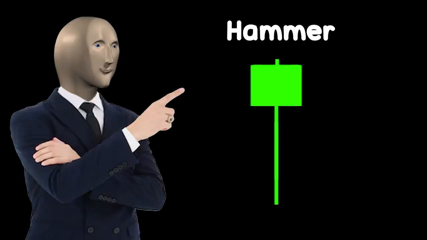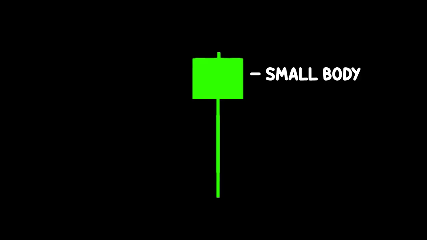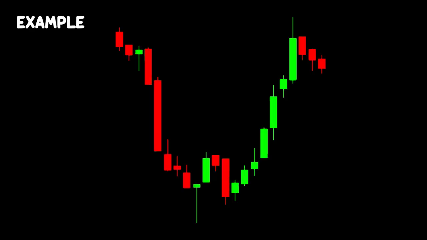First up, we have the hammer, seen after a price drop. It has a small body at the top and a long lower wick. Sellers pushed prices down, but buyers fought back, closing near the open. This suggests a possible trend reversal. The longer the wick, the stronger the signal. Let's look at an example on the chart.